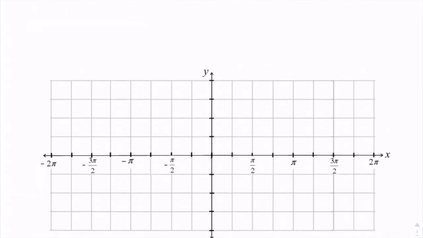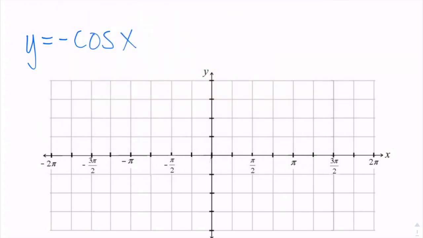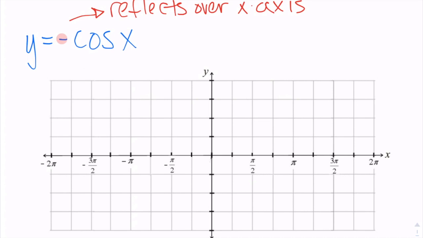So if we go down, now we're going to look at y equals negative cosine of x. This negative sign in the front here actually reflects your function over the x-axis. And so we're going to take all of our values from our parent function. If we evaluate our parent function at 0, we were at 1, but now we're reflecting over.